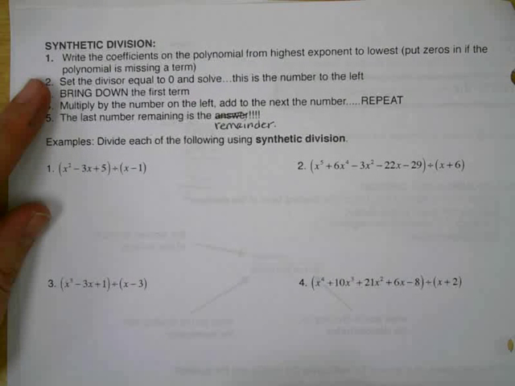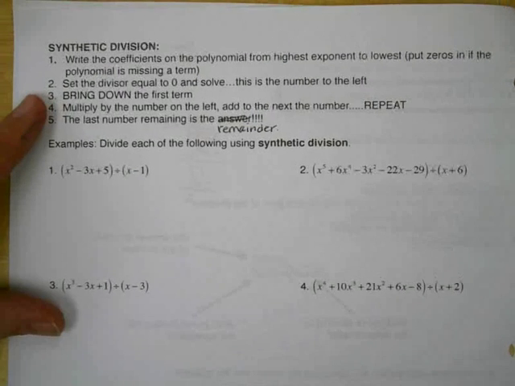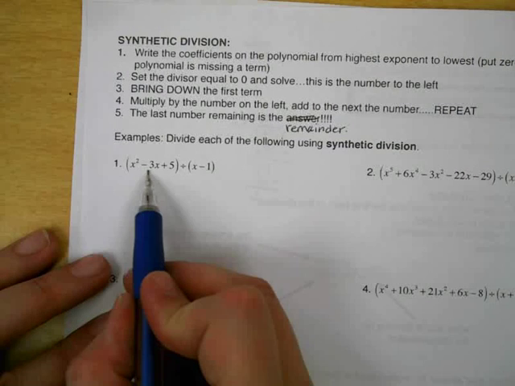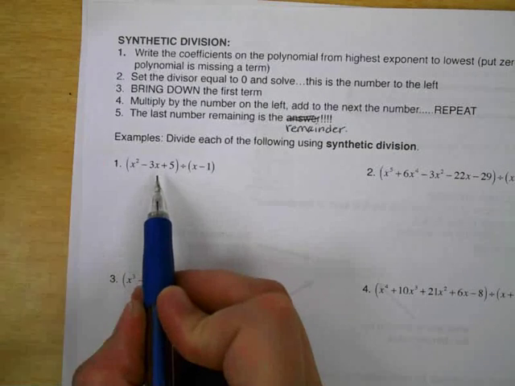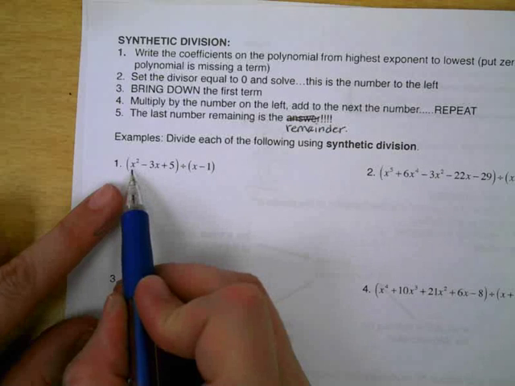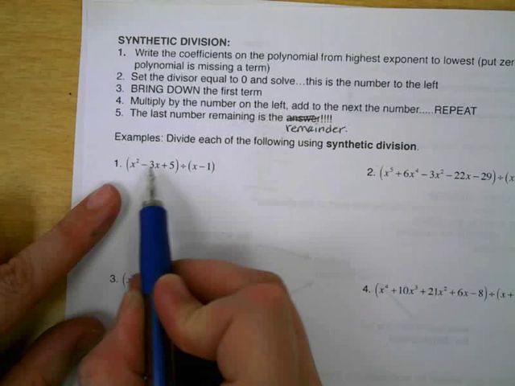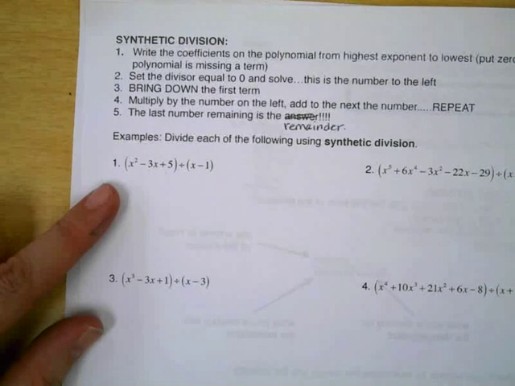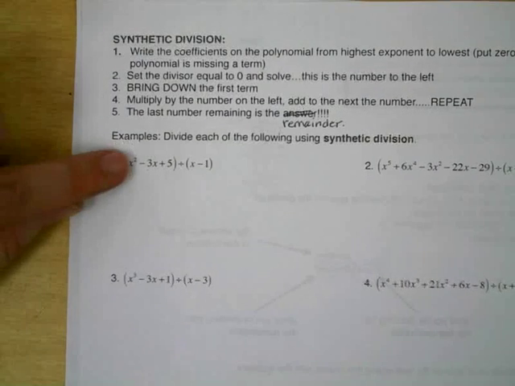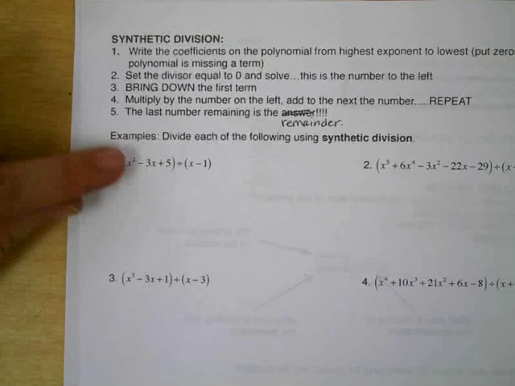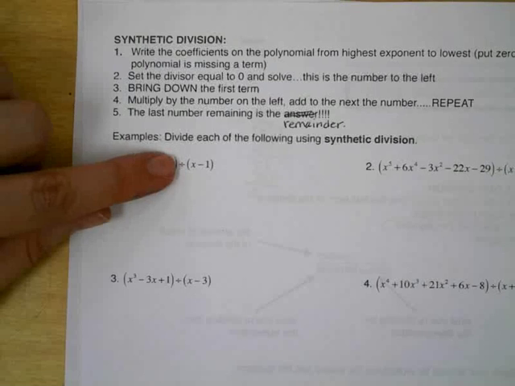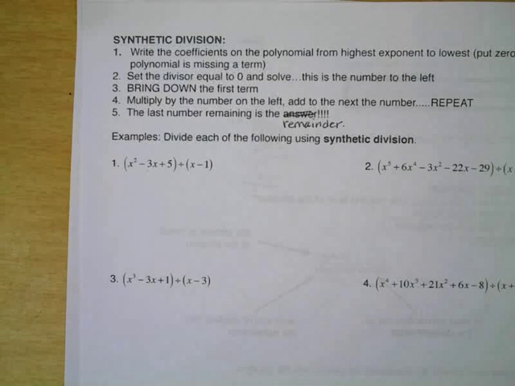Well, here are 5 steps. Step 1, write the coefficients of the polynomial from highest exponent to lowest. Put zeros in if the polynomial is missing a term. So we're talking about the dividend, the numbers that go underneath the division sign. The coefficients are the numbers in front, like 1, -3, 5. If this starts at an x squared, it goes down from there: x squared, x, constant. If anything is missing, we're going to put a 0 in its place.